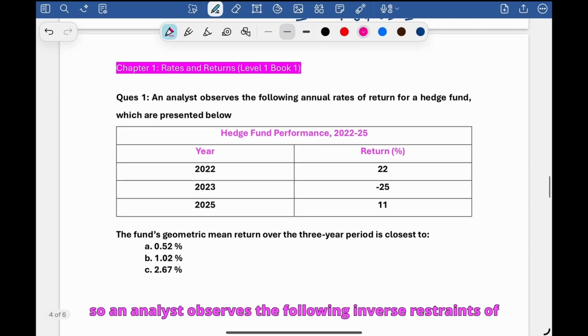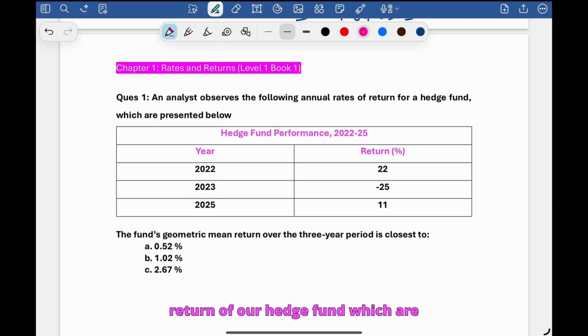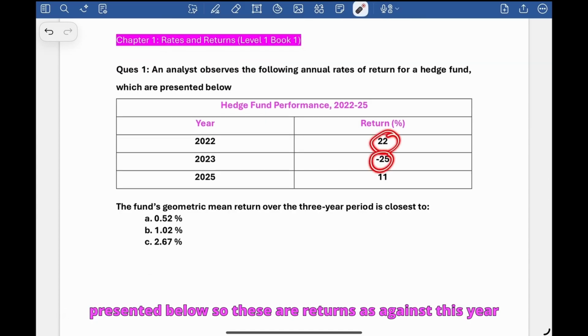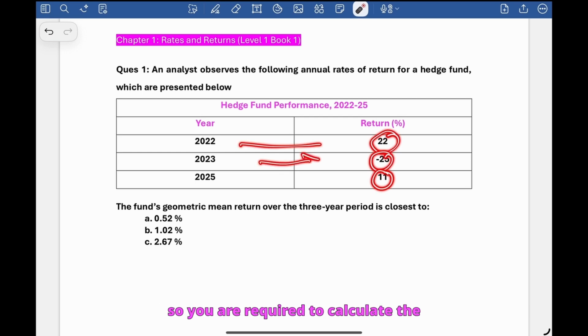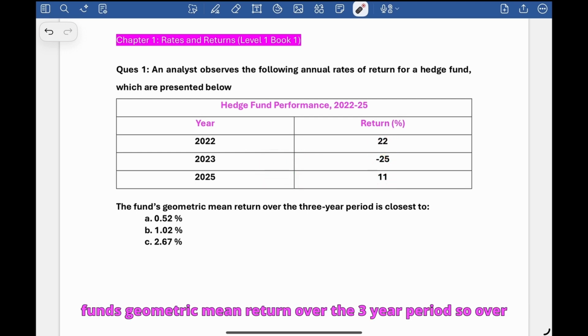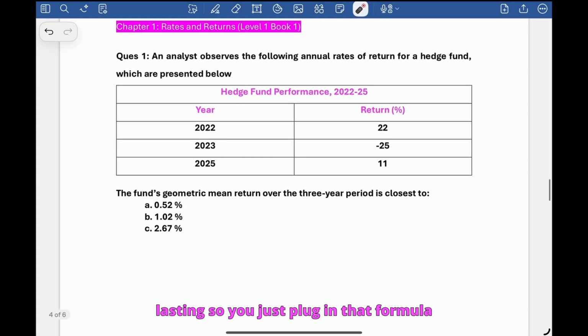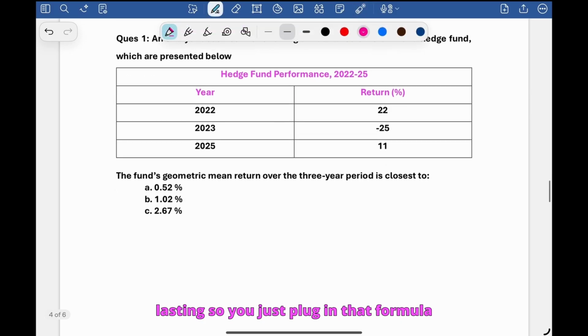So an analyst observes the following annual rates of return of a hedge fund, which are presented below. These are returns for each year. You are required to calculate the fund's geometric mean return over the 3-year period. Geometric mean means average return per year, so you just plug in that formula.